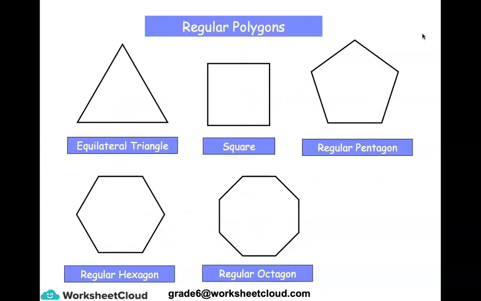Right, so here are the regular polygons I was talking about. So three-sided triangle, four-sided square, five-sided pentagon, six-sided hexagon, eight-sided octagon.